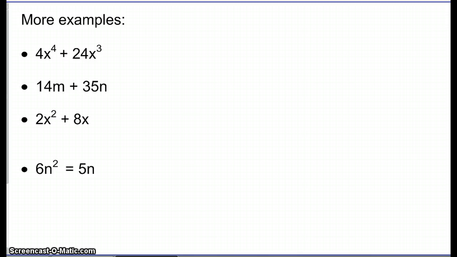Take a look at these extra examples and try to work them out on your own. You can pause this recording if you need to.